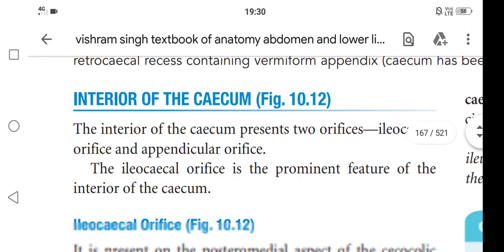The interior of the cecum represents two orifices, the ileocecal orifice and the appendicular orifice. The ileocecal orifice is the prominent feature of the interior of the cecum. Which orifice is the most prominent feature of the interior of the cecum? It is the ileocecal orifice.